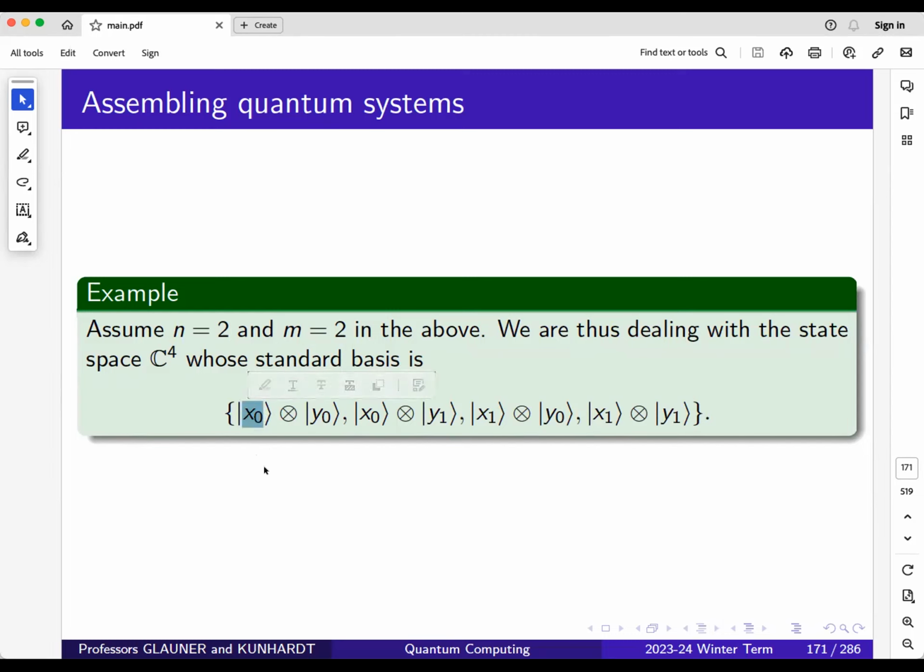X0 is the first basic state of the first quantum system, which could be, for example, just a vector (1, 0). And X1 is the next basic state, which is just (0, 1). But then you also have your Y0, which could be just (1, 0), and Y1 could be (0, 1). So these could be the simplest possible basic states.